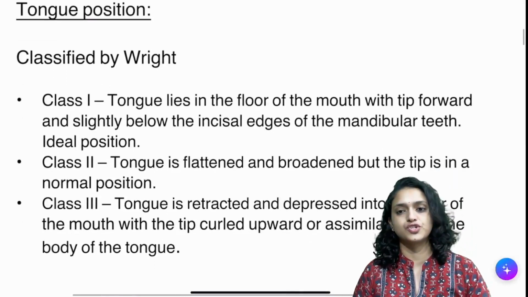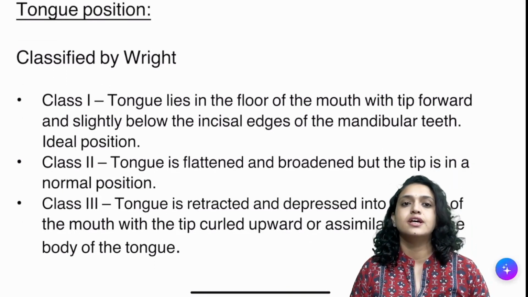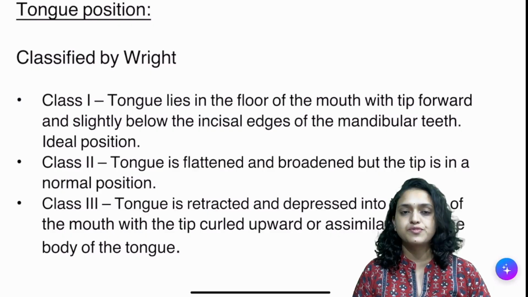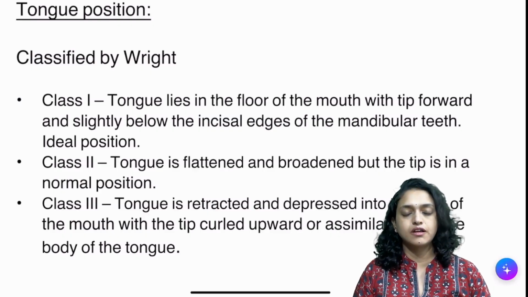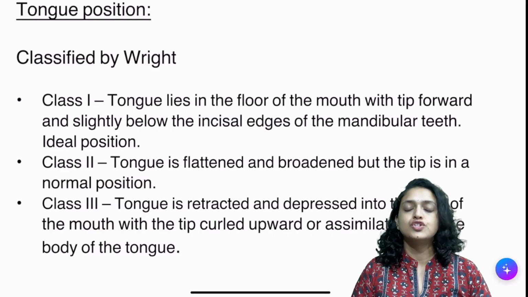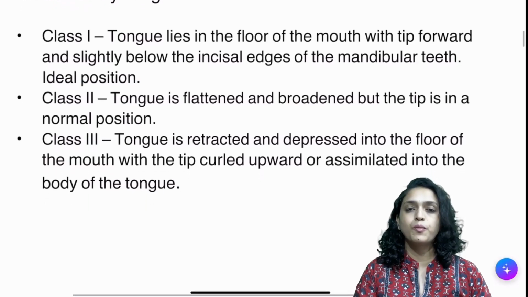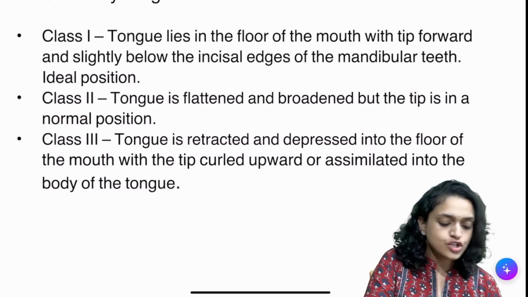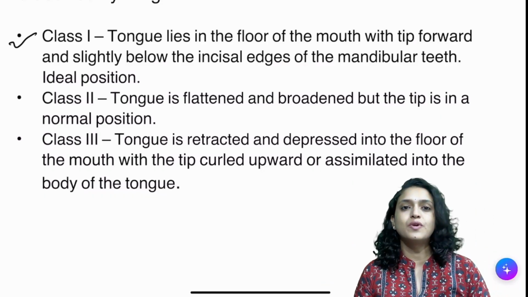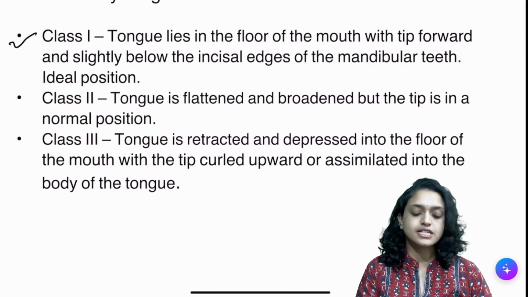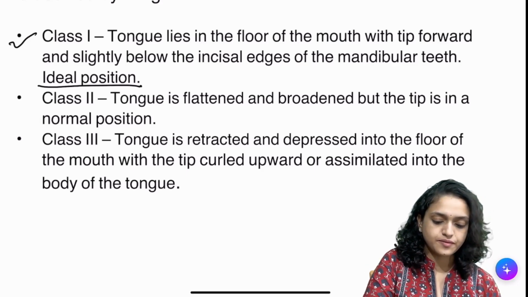Next, tongue position. There are certain malocclusions which are affected by tongue positions. Improper tongue position can cause different types of proclination, open bites, and all sorts of different malocclusions. Based on Wright's classification, we can classify the position of the tongue into 3 classes. First is class 1. Class 1 basically means the tongue lies on the floor of the mouth with the tip forward and slightly below the incisal edge of the mandibular teeth. This is considered to be the ideal position of the tongue.